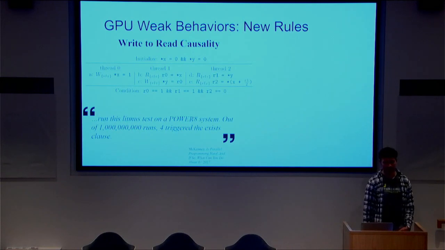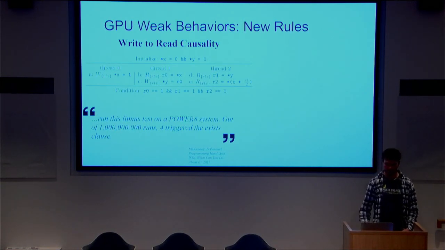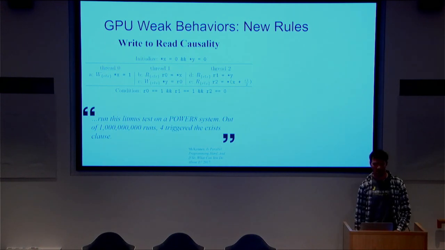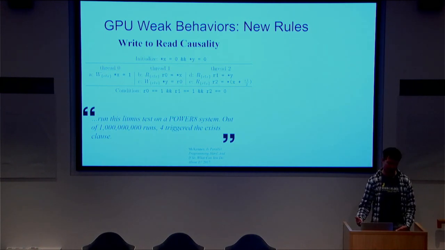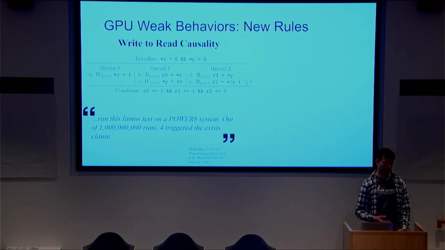Now let's look at some new rules. Here's a quote from Paul McKenney's book, where this is the write-to-read causality test, which is looking for multi-copy atomicity, where you use dependencies to make sure that you're actually seeing non-multi-copy atomic behaviors. The quote was that someone ran this test on a Power system and only saw it 4 out of a billion runs. So the question is, is the same the case on GPUs? Are they multi-copy atomic? Do you actually see this behavior?